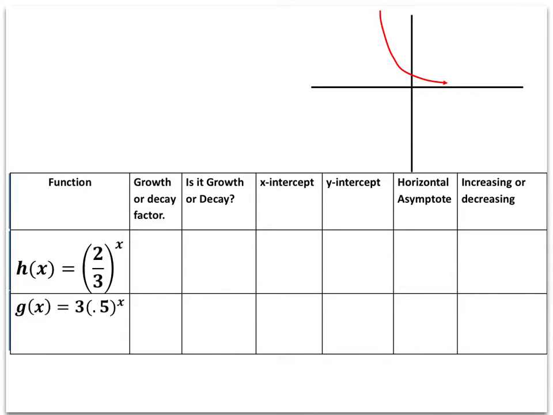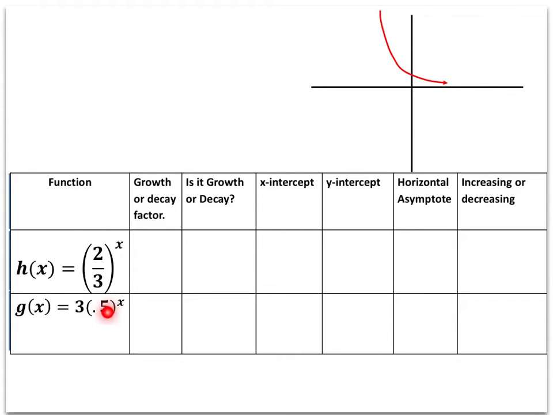Alright, we're looking at these that are decay models. They can be growth or decay. The way that we tell them apart is by whatever this base factor is right here. If this factor here, that is the base before the exponent is raised to the x power, is greater than 0 but less than 1, in other words 2/3 is in between 0 and 1, it's considered a decay.